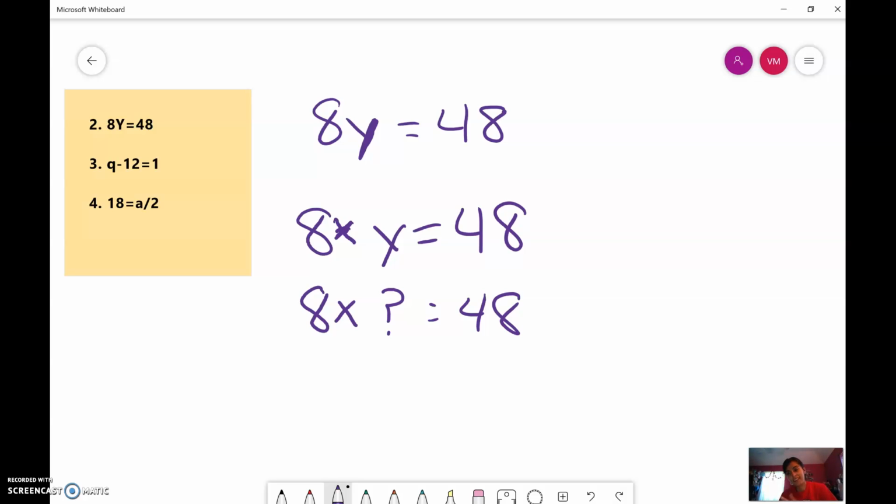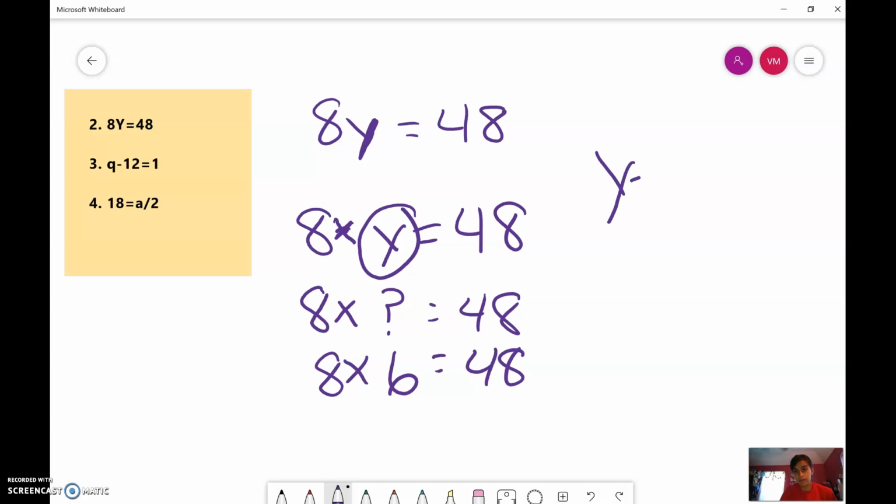I'll give you about 5 seconds and hopefully you got it right. So think about what the value for y is, and you know it's 6 because 8 times 6 equals 48. So the value for y equals 6. Okay, that was the basic substitution rule. So not bad.